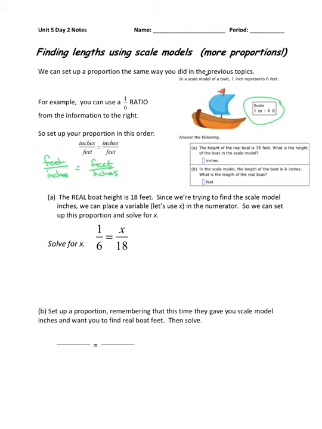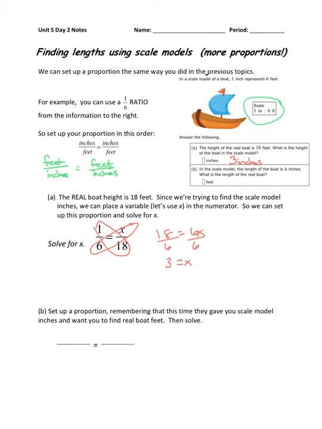Okay, cross multiply. I like to change my colors. So we have 18 equals 6x, divide by 6. Notice how on this one my x happens to be on the other side. Doesn't matter. X. All right. So the height of the boat in the scale model is 3 inches. I'm going to write inches so you remember it's not feet, it's inches. Okay, that's cool.